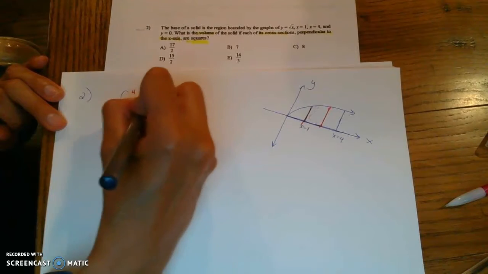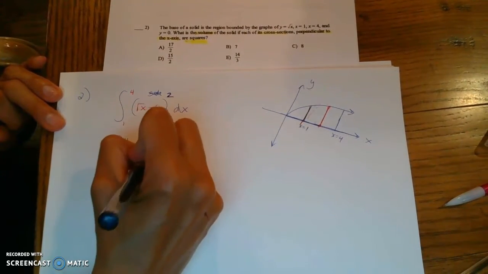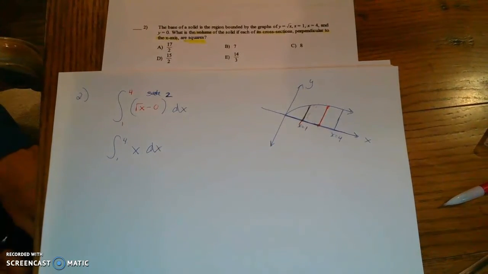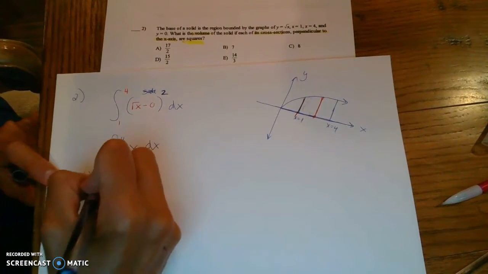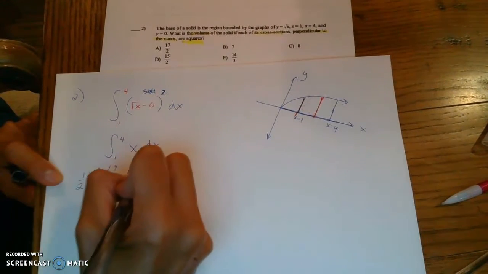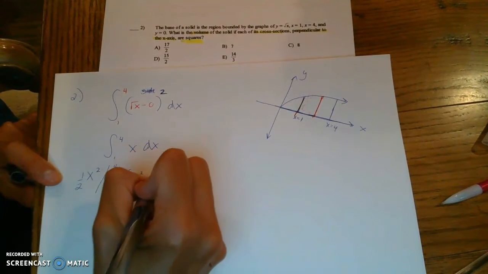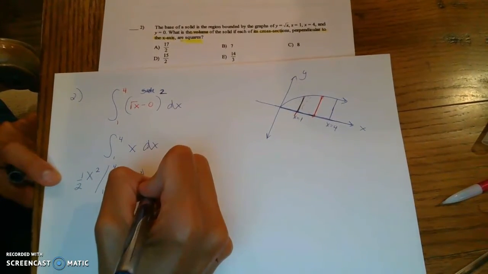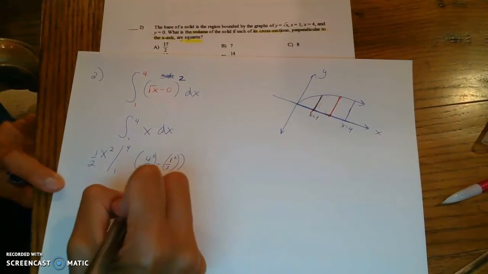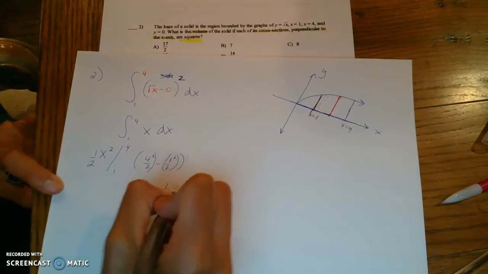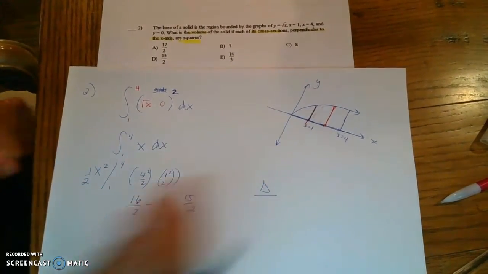Now don't forget that's the side, this in red, but then I square it, so it's just x dx. And now I can go ahead and integrate it, and you know that's just going to become x squared times 1/2, and you're going to evaluate it for 4 and 1. You're going to plug in 4 squared divided by 2 minus 1 squared divided by 2. So you're just going to get 16 over 2 minus 1/2. So I just get 15 over 2. So my answer is D.